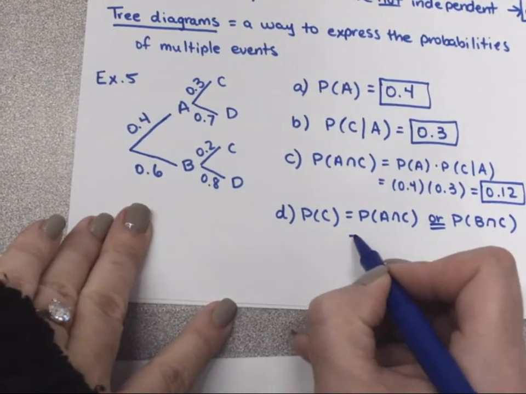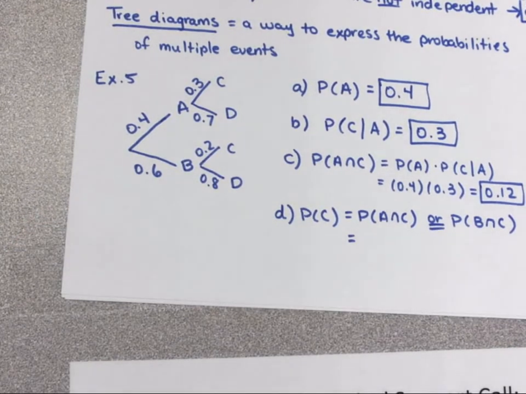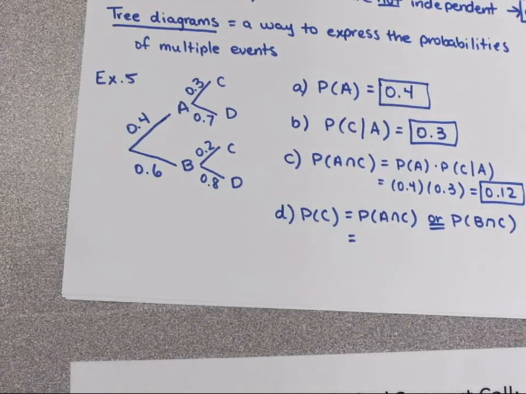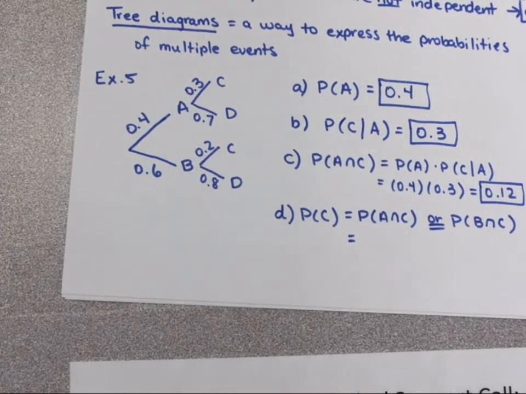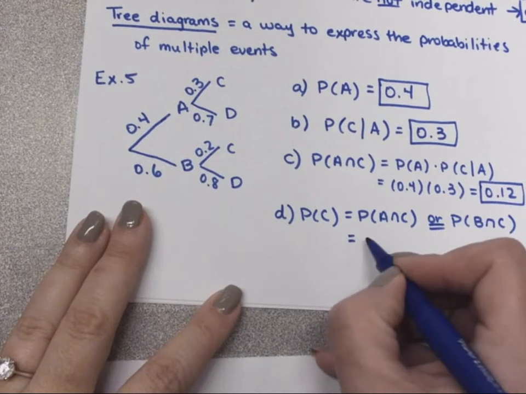Do you remember what we do for OR situations? We add the two probabilities, right? Technically, we're supposed to also subtract off the probability that we went both, but you can't go both A and C and B and C. You have to pick a route. In other words, you have to commit to something. We already did this one in part C, so let's just write it down.